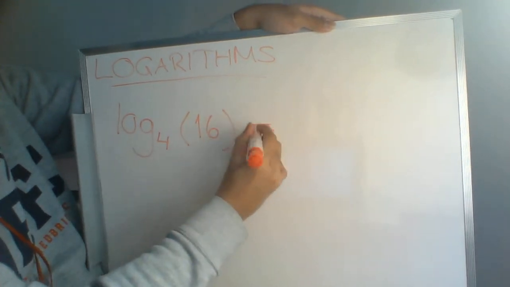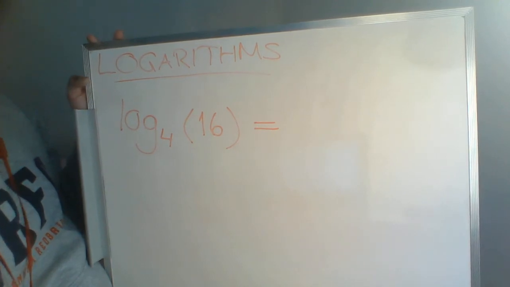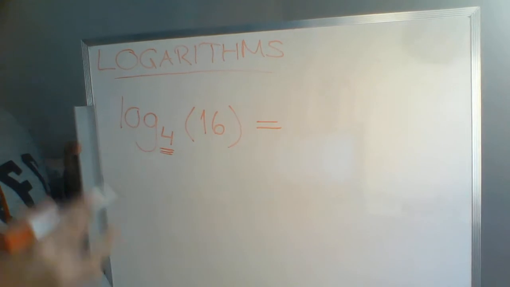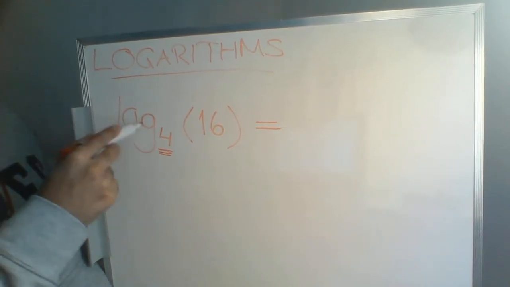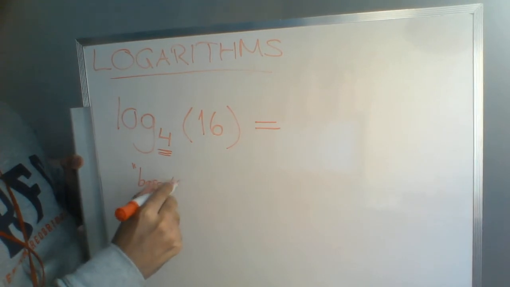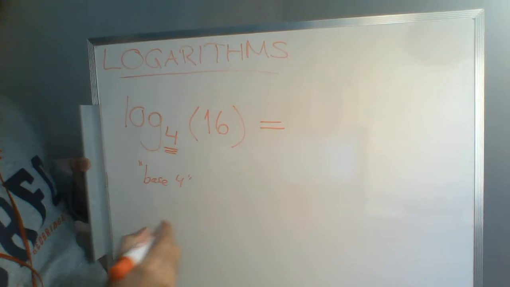Alright, that's the question. So if we rewrote this in that sort of exponent form, our base is going to be this 4 right here. And that, when you read it out, that's how you would say it. It's log base 4. Because we're saying base 4, that's a little bit of a clue for us when we want to rewrite it in that exponent form.